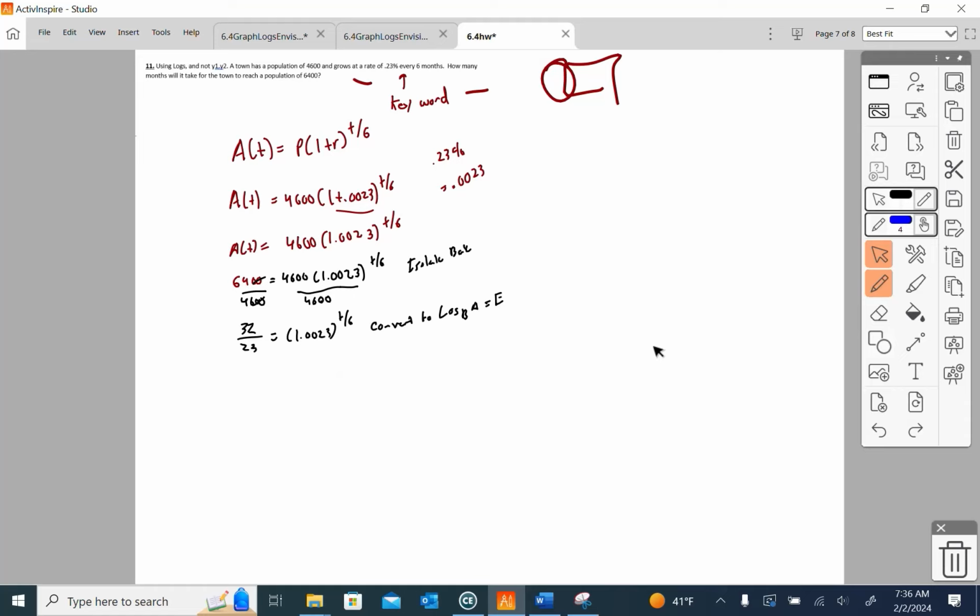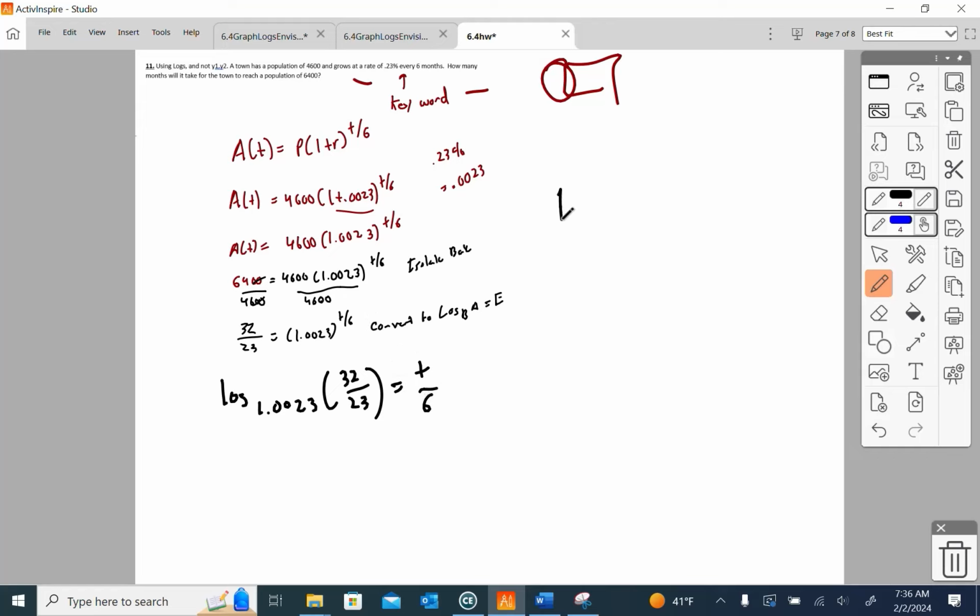Boy, this is going to be funny, isn't it? So I guess I'm going to have to show you something else, aren't I? I kind of figured this would show up. I'm going to have a logarithm whose base is this funky looking thing, whose argument is 32 over 23, and it equals the exponent of t over 6.